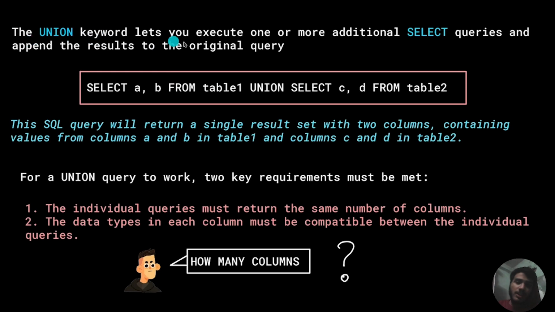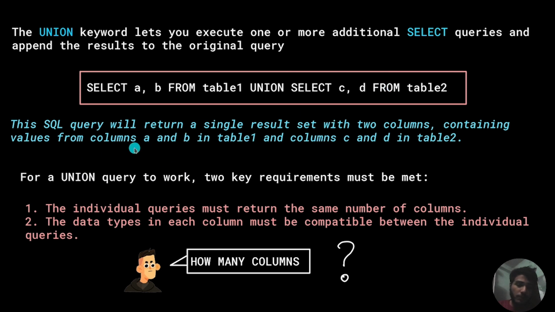The union keyword lets you execute one or more additional select queries and append the results to the original query. So it helps you to run one or more select queries at a time. The sample can be seen here: select a, b from table 1 union select c, d from table 2, where a and b are the columns in table 1 and c and d are the columns in table 2. This SQL query will return a single result set with two columns, containing values of columns A and B in table 1 and columns C and D in table 2.